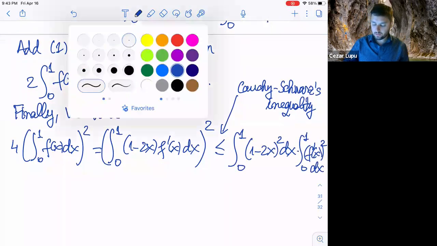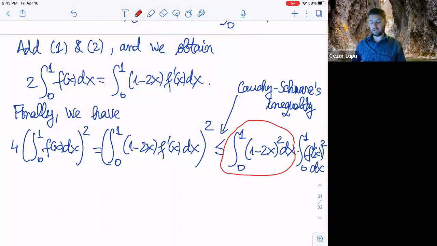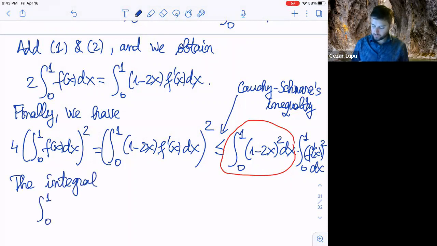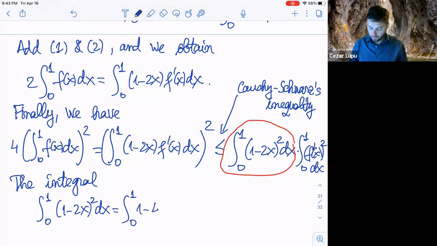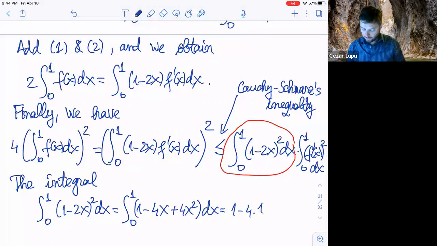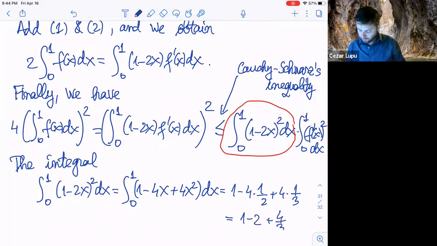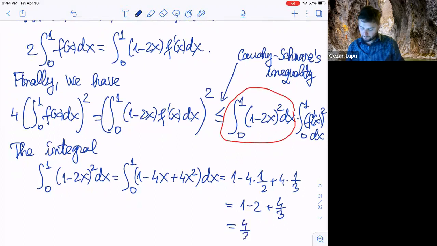Great. And now the only thing we need to do at this point is just to compute this guy here. So maybe that will give us something. So let's do that. Maybe we can be lucky here. So let's compute this integral. So the integral from 0 to 1 of 1 minus 2x squared is nothing else than just 1 minus, third, which will give us 1/3, exactly what we needed. So this guy is 1/3.